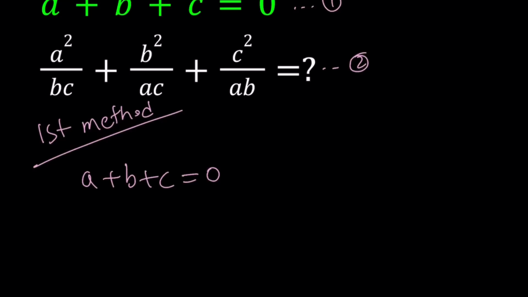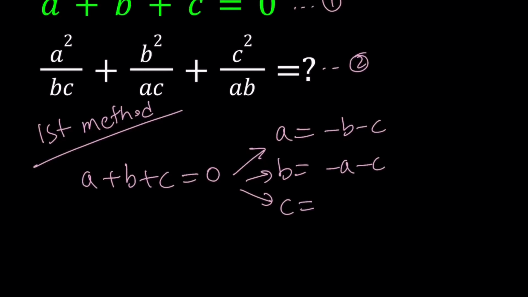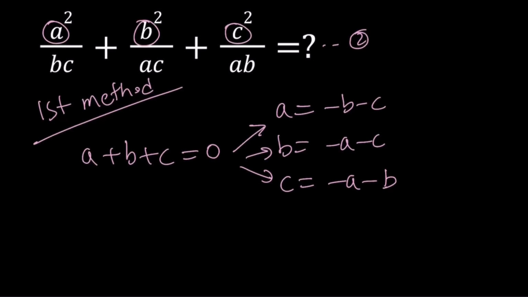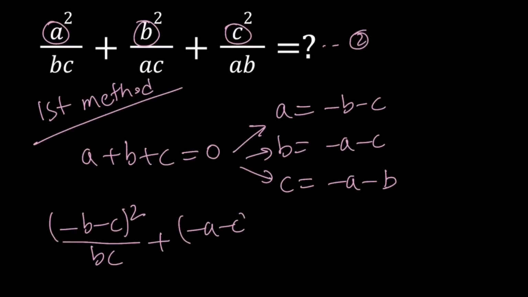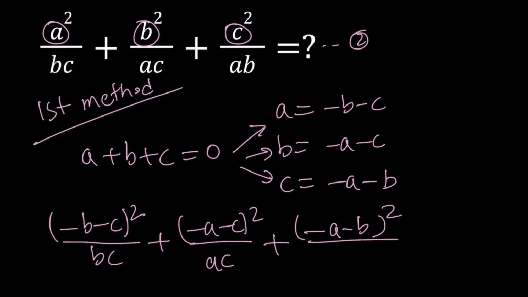Okay, so from here, here's what I want to do. I want to isolate a, write it as negative b minus c, b as negative a minus c, and c as negative a minus b. Those are the ones that I'm going to use here, here, and here. So that's going to be my first method. Let's go ahead and plug those in. Negative b minus c squared, that is divided by bc, and this is negative a minus c squared, that is divided by ac. Easy to follow, right? Negative a minus b squared, and that is divided by ab.